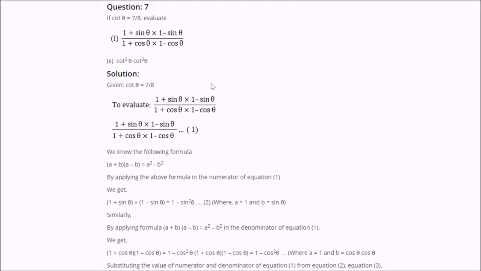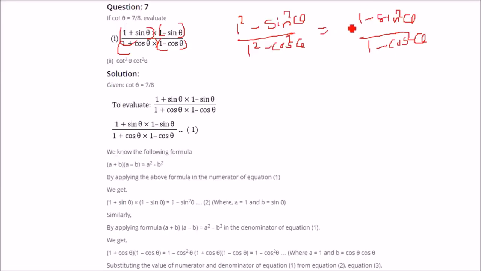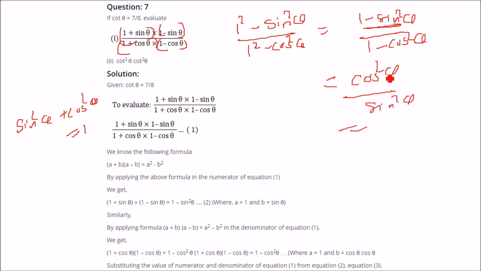So cot theta is 7 by 8. What does it mean? There are certain ways to solve it. You have to understand that 1 minus sin square theta is cos square theta, because sin square theta plus cos square theta is equal to 1. So 1 minus sin square theta is cos square theta, and 1 minus cos square theta is sin square theta. And this is cos by sin whole square. Cos by sin is cot. So it is cot square theta.